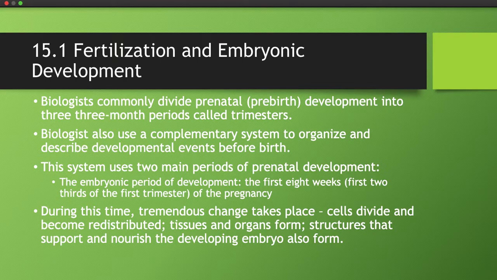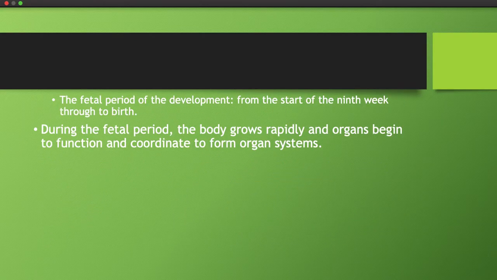So within that first 2/3 of the first trimester, like the first 2 months, I guess, is known as the embryonic period. And that's a huge part of development because that's when you go from a cell to an embryo. And then the other part is the fetal period, and this is from the start of the 9th week through to birth. So a lot longer of a period of time.